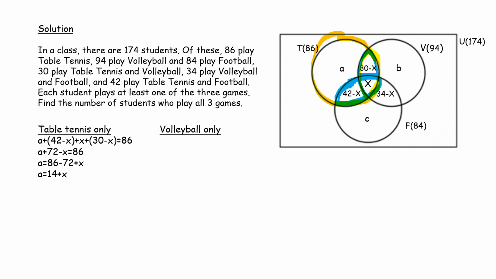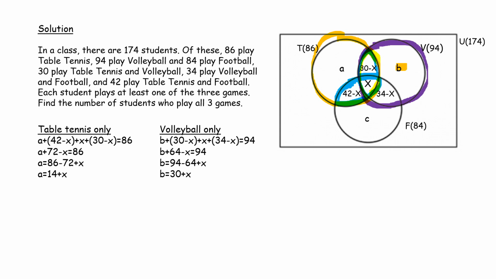Similarly, you're going to solve for the number of students who play volleyball only, which is the area B. Since if we add up all the regions that make up the circle V, which I'm going to shade in purple, the circle V is made up of 4 regions, which is B, 30 minus X, X, and 34 minus X. So if we add up all these 4 regions and equate it to 94, we're able to solve for the letter B in terms of X. And that's going to give us B is equal to 30 plus X.